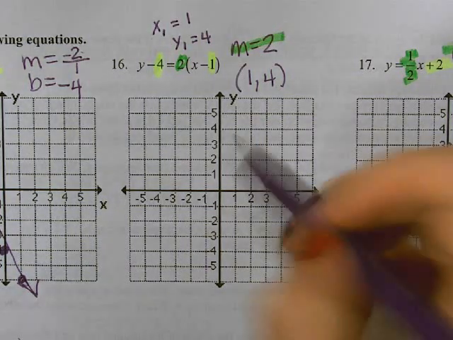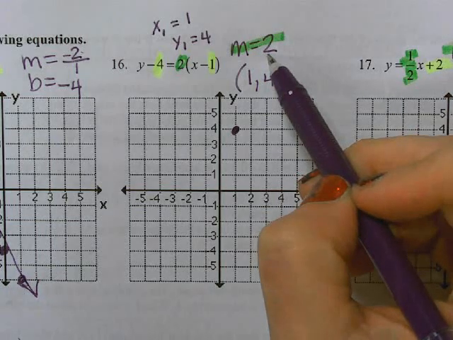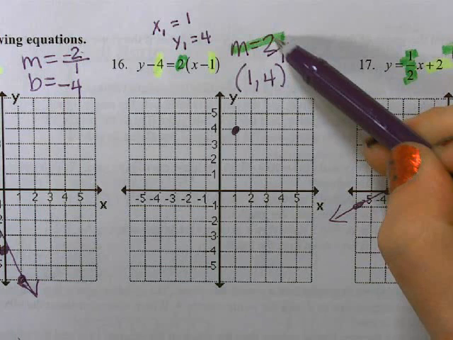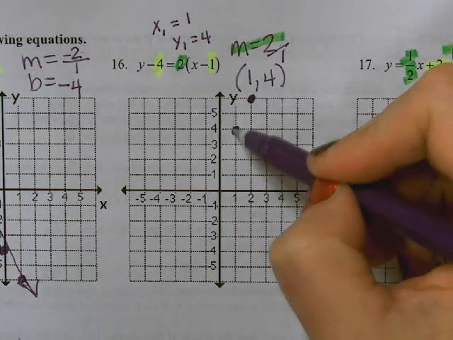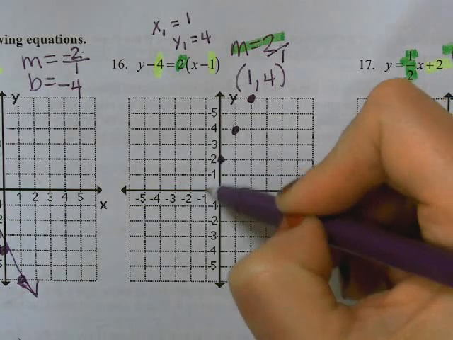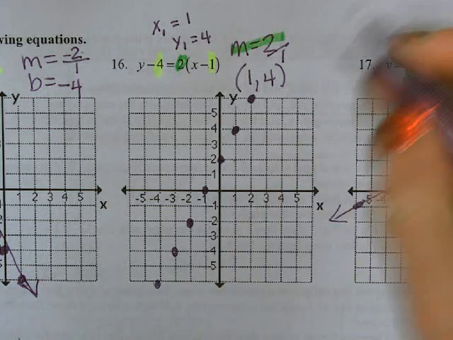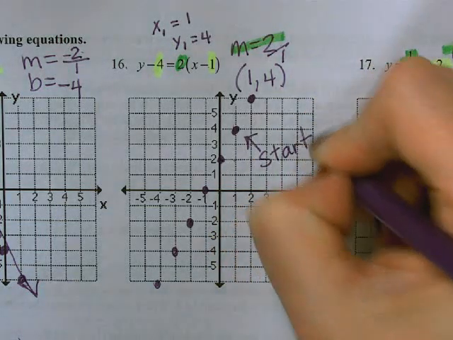And now I'm going to graph it. So that means I'm going to start at 1, 4. And I'm going to move, remember if it's a whole number we need to put it over 1. So I'm going to move 2 over 1. So that means to go up 2 and to the right 1. And down 2 and to the left 1. So you're going to graph your starting point. This is your starting point.